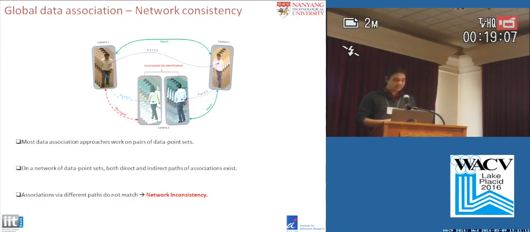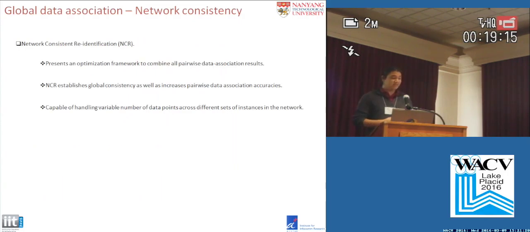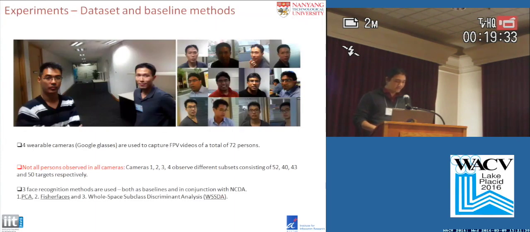What this leads to is network inconsistencies when the direct associations and indirect associations are unable to match up. To deal with this, the authors proposed a method, network consistent re-identification, which is an optimization framework for combining pairwise data association results. NCR establishes global consistency as well as increases the intrinsic pairwise data association as well.